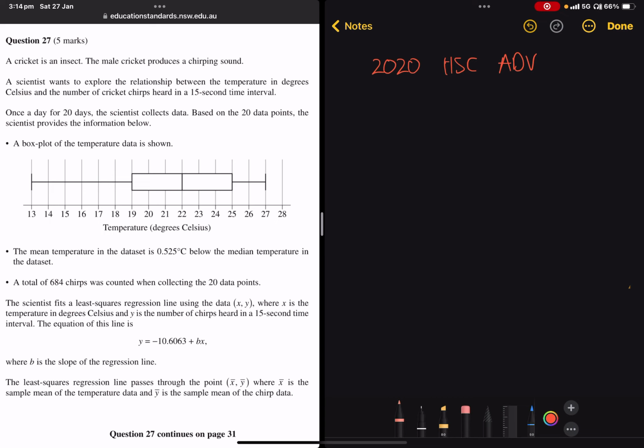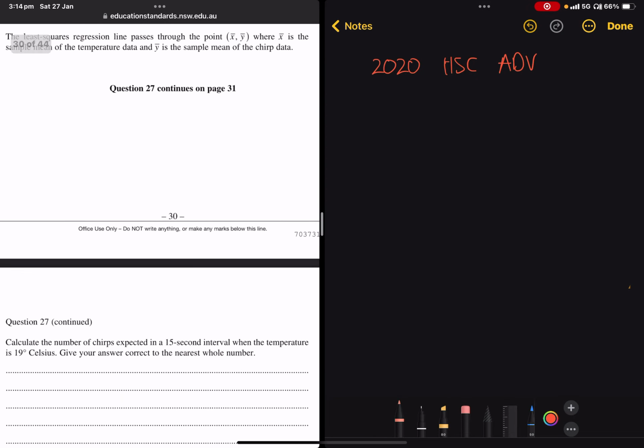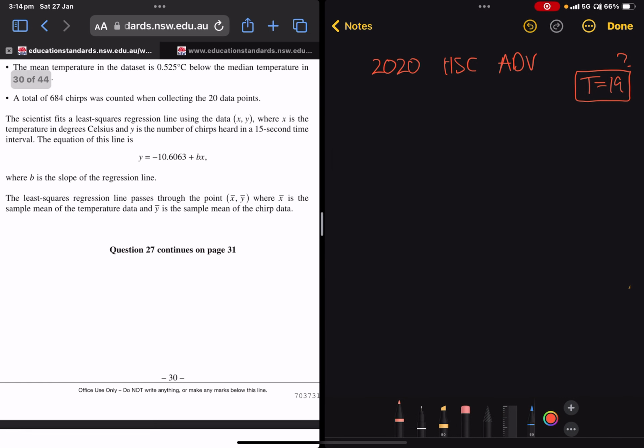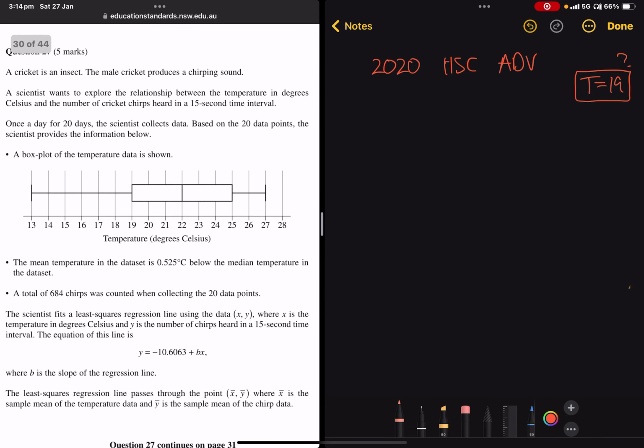So we are told that the least squares regression line does pass through a point x bar, y bar, where x bar is the sample mean of temperature and y bar is the sample mean of chirp data. The question then asks us down the bottom, calculate the number of chirps expected in a 15-second interval when the temperature is 19 degrees. This is our question in this case. So we're just going to write that up the top. We're just going to leave it on this screen because it's a little easier.